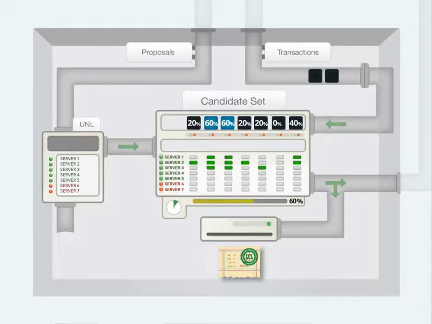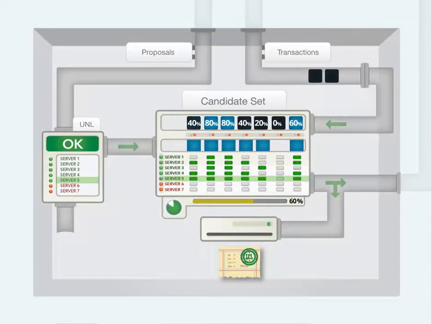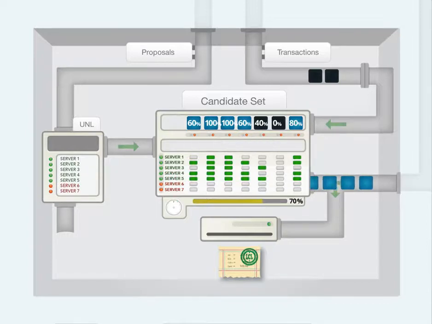The process now repeats, but with an important change. The approval rating requirement increases to 60%. Once again, the server receives incoming proposals, looks only at ones from servers on its UNL, and compares these proposals against the candidate set. Now transactions with a 60% approval rating are packaged into a new proposal and sent out across the network. When the timer expires, the approval rating rises to 70%.